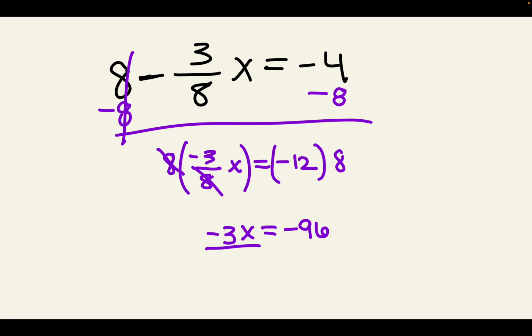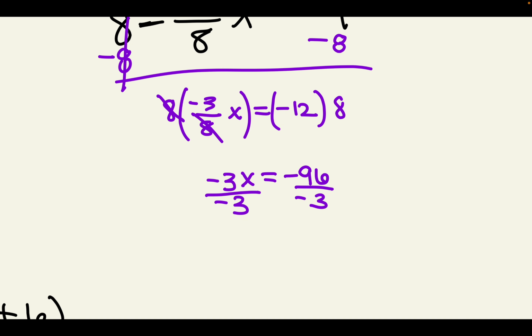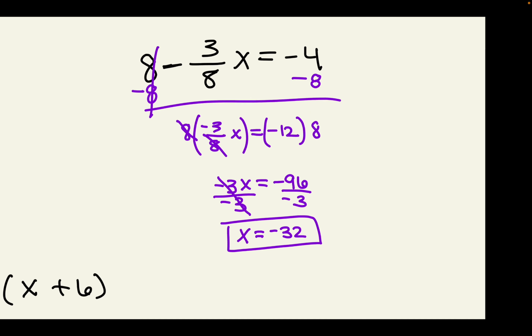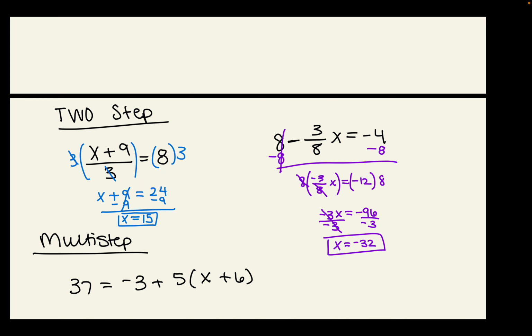Now we can divide by that number in front of the x. So we're going to divide by that negative 3. Our negative 3's undo each other, basically leaving us with a 1x, but we don't really need to say 1x. We can just say x. Negative 96 divided by 3 is negative 32. Okay, so there's the first two. That was on the two-step worksheet.